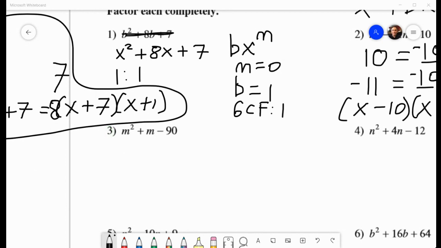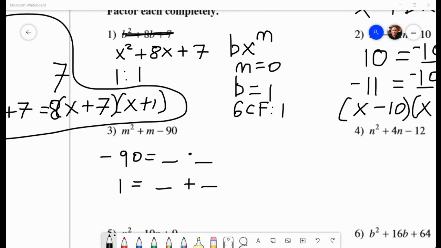All right. So that one, m squared plus m minus 90. Again, we have 3 terms. This is a polynomial. The leading coefficient's 1, and it's degree 2. So we can try this method. We want two numbers whose product is negative 90. The sum has to be 1. 1 is the coefficient of the middle term, the m in this case.